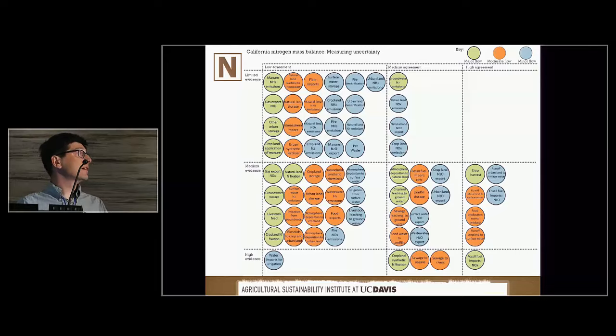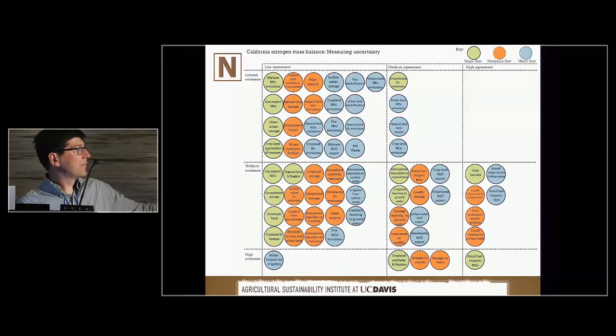Instead, we used the uncertainty approach that the IPCC uses, where we put the uncertainty in this matrix where we're looking at the level of agreement of all of the evidence for the various flows, so low agreement, medium agreement, high agreement, and then the amount of evidence for all of these flows. So is there limited evidence, medium evidence, or high evidence for these various flows?